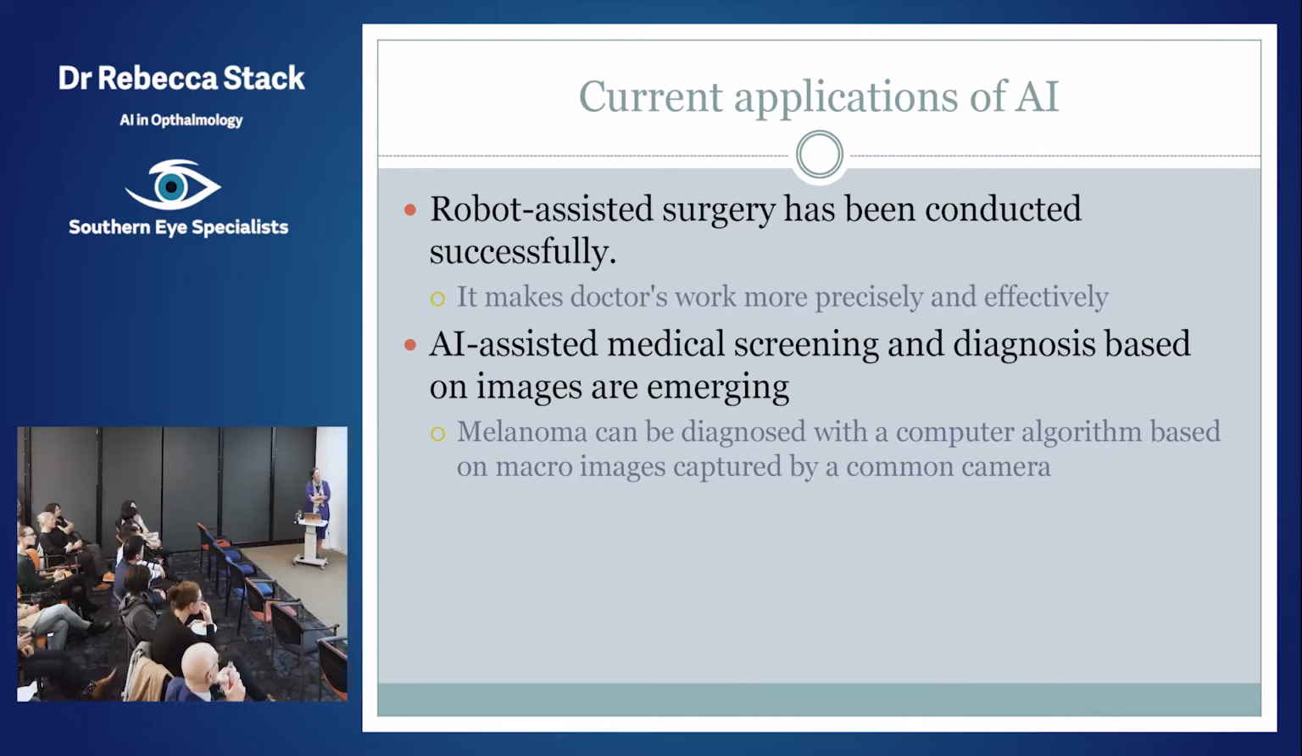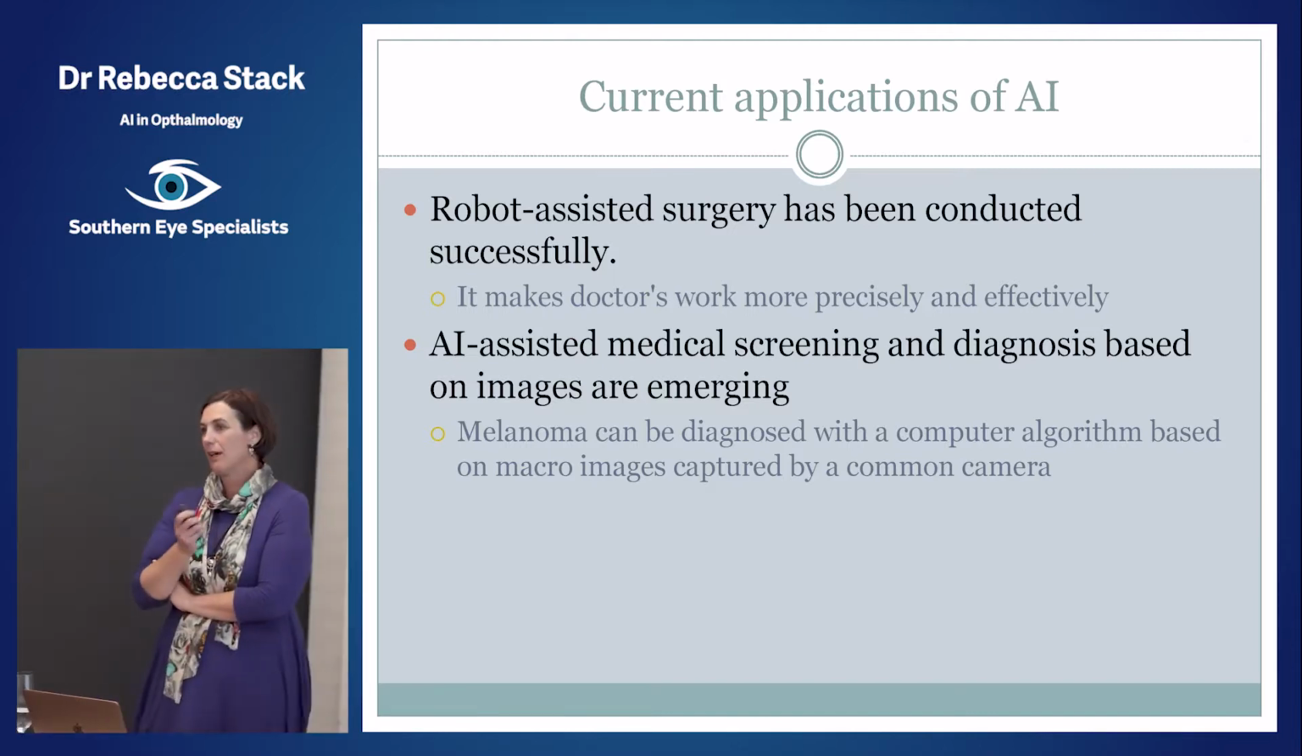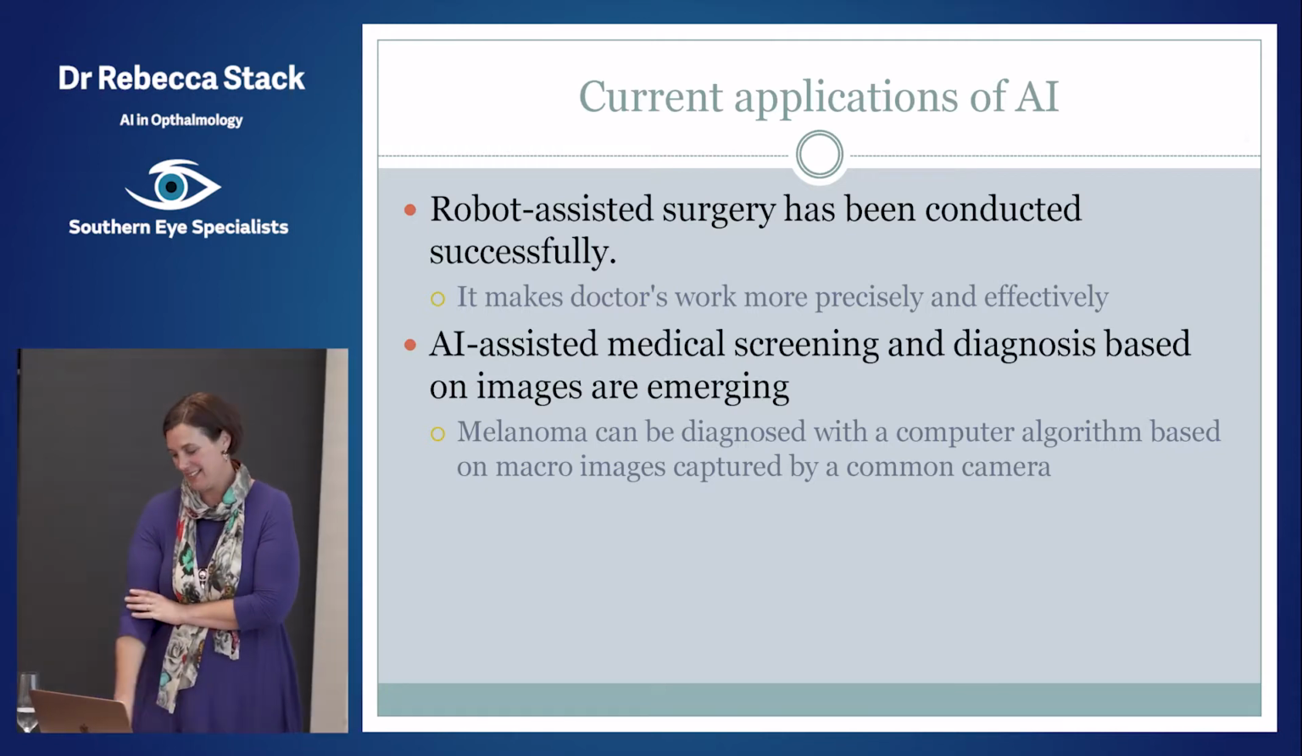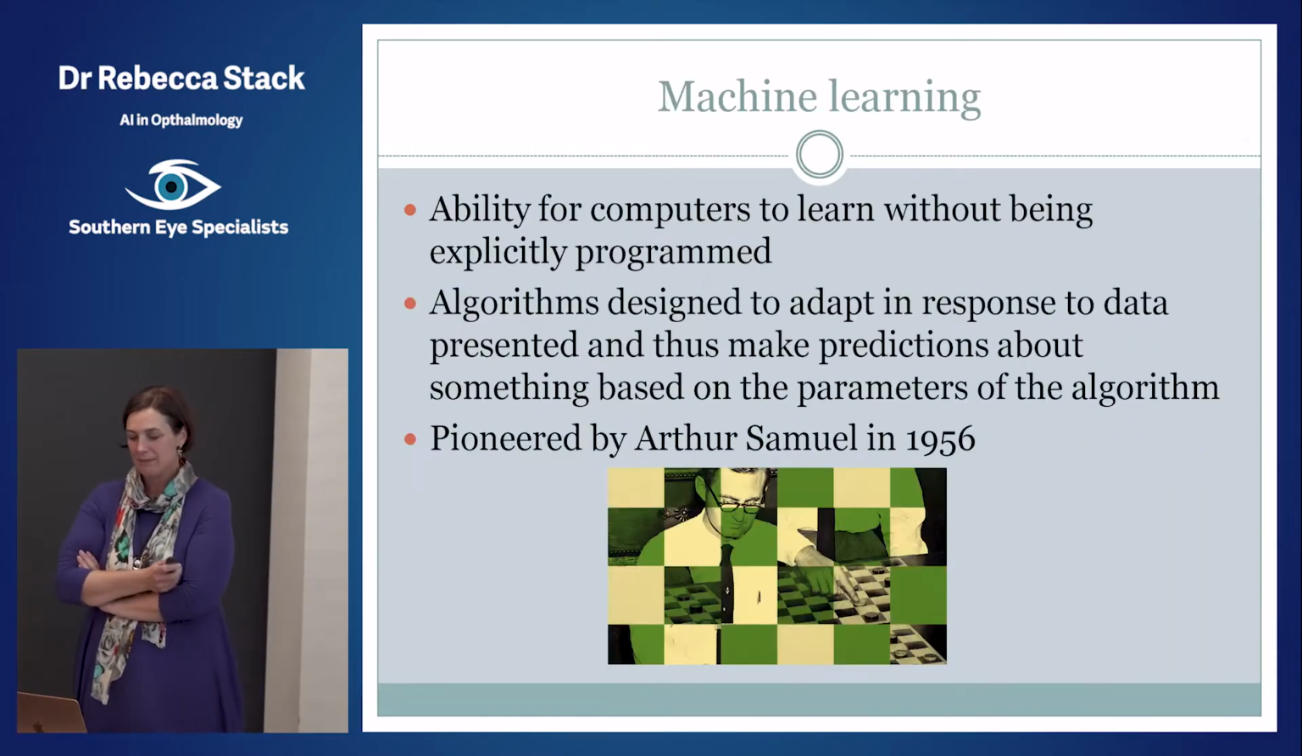But really, the main thrust of AI-assisted things at the moment is in medical screening and making a diagnosis. This is because of the huge amount of imaging that's available and computers that can process and learn from all of these images. So melanoma can now be diagnosed with a computer algorithm based on macro images captured by a common camera. The problem is, it's not very good at it yet. Not as good as us. So it'll get there, but not yet.